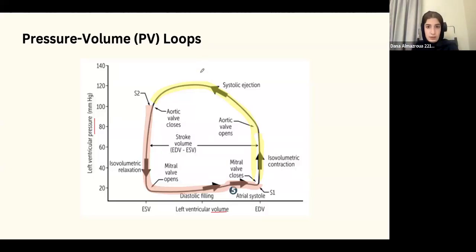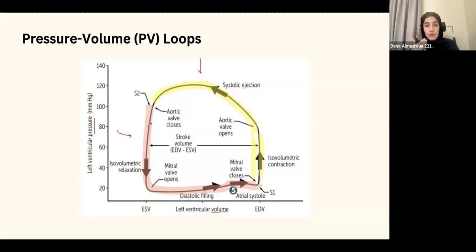Now, I've highlighted half of the loop in yellow and the other half in this pinkish orangish color. That's because what's in yellow represents the systole or the contraction of the ventricles. And what's in the pinkish color is the diastole or the ventricular relaxation.